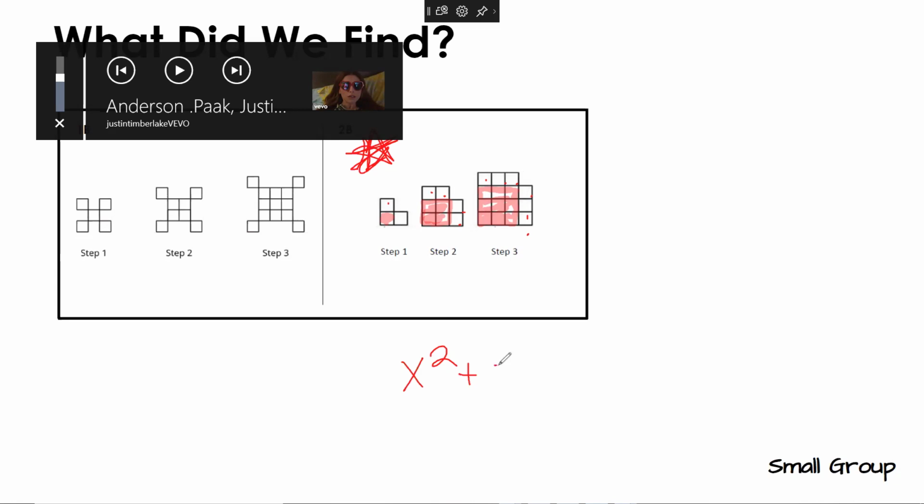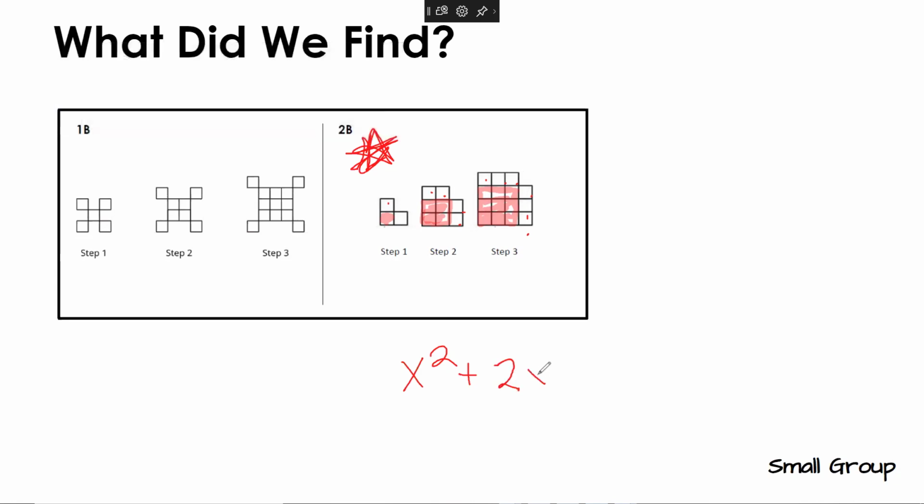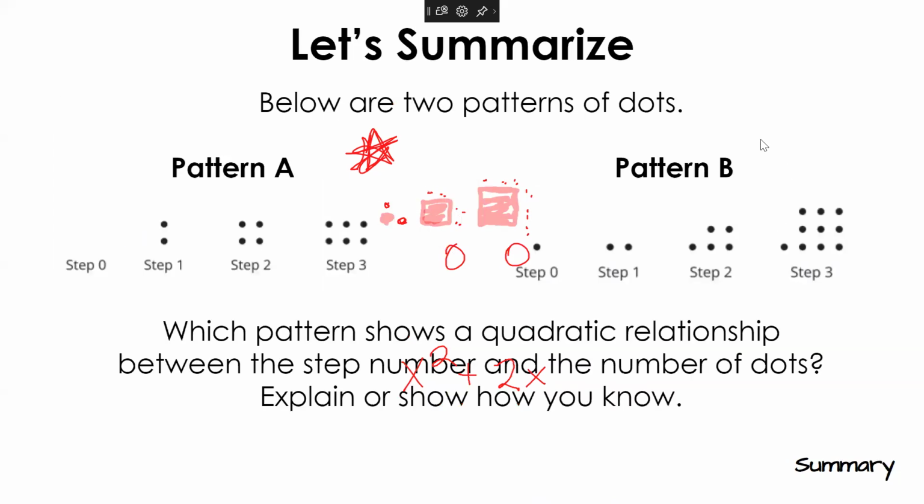X squared plus this step on the third times 2. So 2x, right? Very close. It's right there. So we got 2, and then we multiplied that by 2, which is the step number. And then we multiplied that by our step number. We got 3. Yeah. Oh, you did write that. Oh my gosh. Look at you. I'm so sorry. Good job. I apologize. I should have caught that.